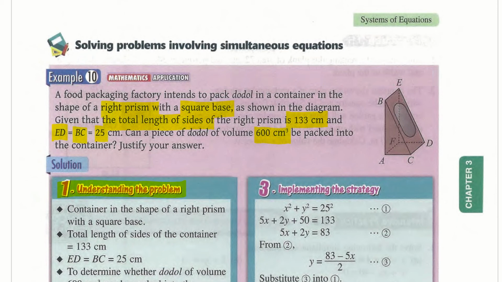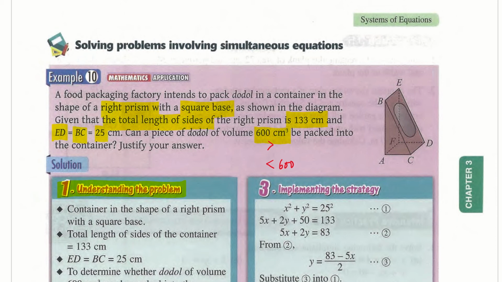The question asks us, can this dodol be packed into this container? If we calculate the volume of this container and the volume is greater than this number, then yes, it can be packed. But if the volume of this container is less than 600, then we can say that this dodol cannot fit into the container. How come? Volume dodol tu besar, bekas tu kecil, so kita boleh katakan dia tak muat. Itu cara untuk kita justify.